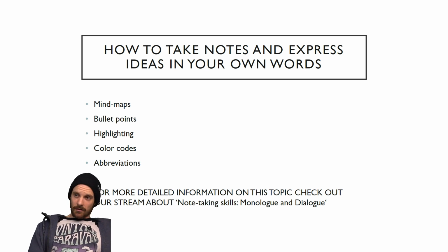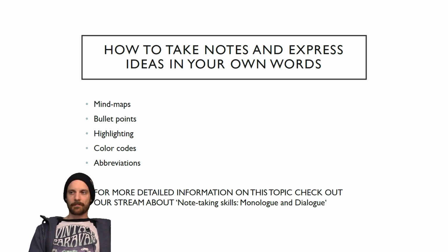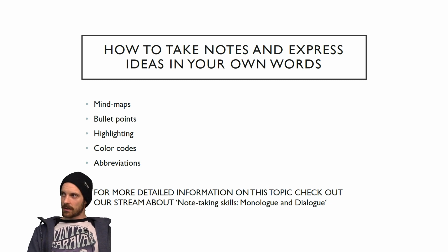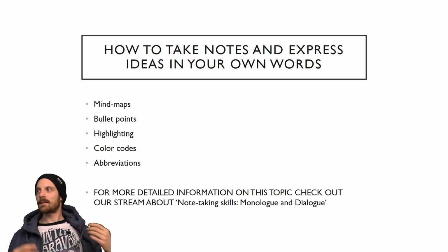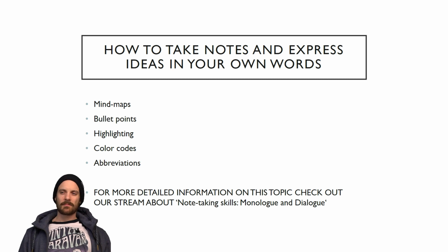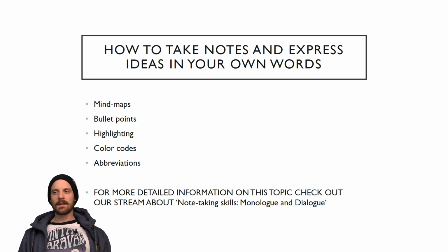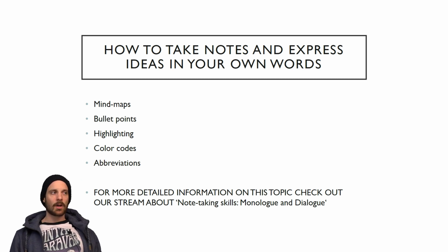And another topic I want to talk about is how to take notes and how to express your own ideas. Basically, note-taking is a very easy skill, but it can be acquired, or it should be practiced at least, if you're doing, for example, summaries of texts or chapters, or even book summaries. And you can facilitate this skill by using mind maps, bullet points, highlighting, color codes, and abbreviations. So I think the first three are quite clear.